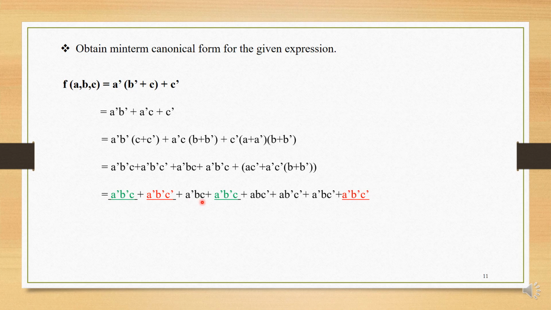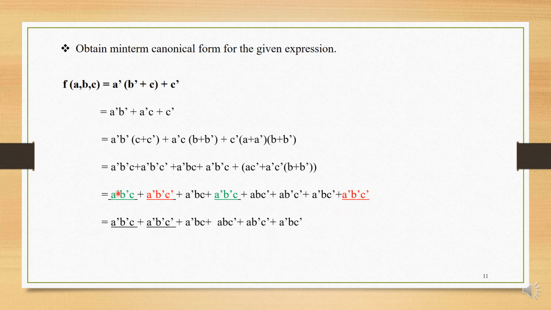Now we can see that some of the product terms here are similar to each other. So by applying a Boolean postulate, x plus x equal to x, we can reduce this. We can see that a bar b bar c, a bar b bar c can be written as a single product term a bar b bar c. Similarly, you have one more product term, that is a bar b bar c. Here also you have a bar b bar c.